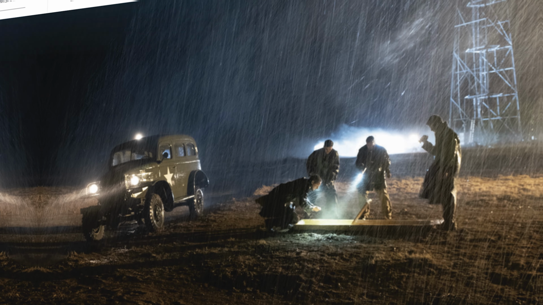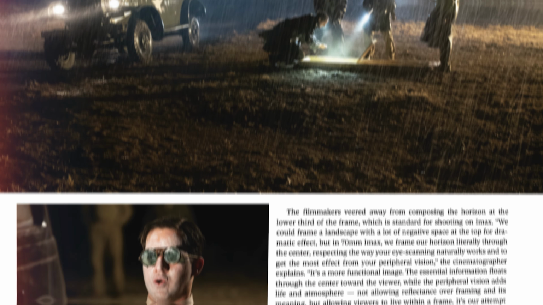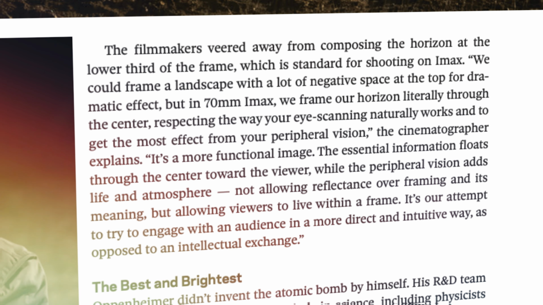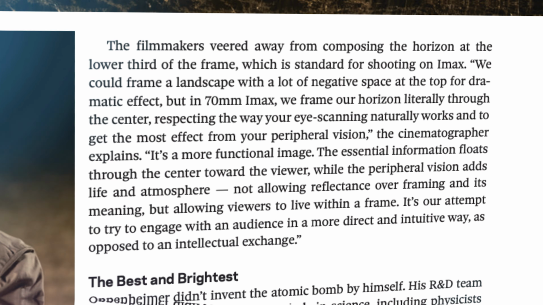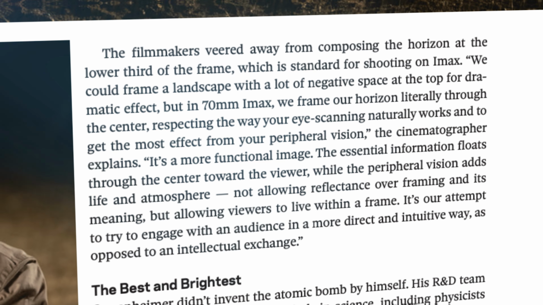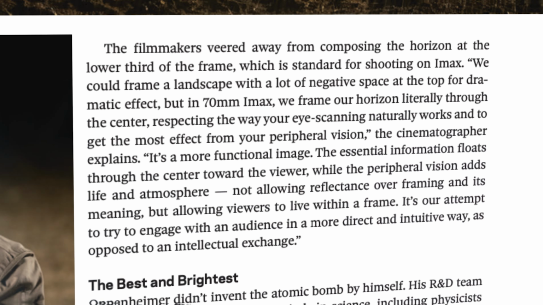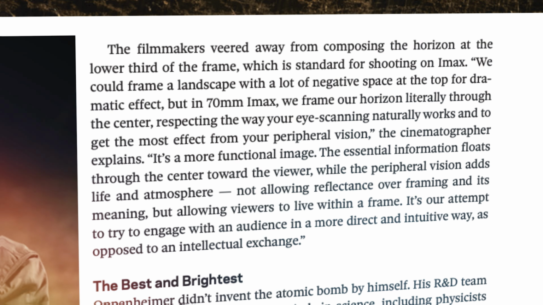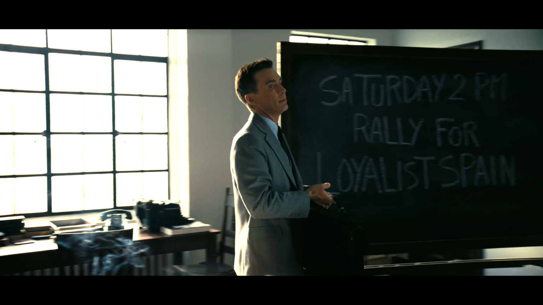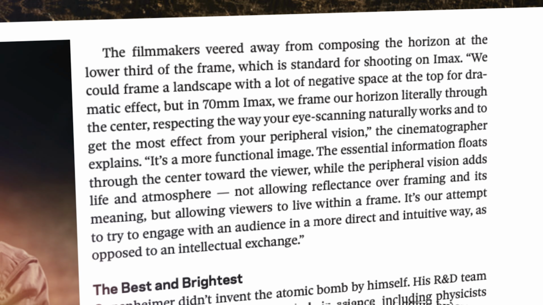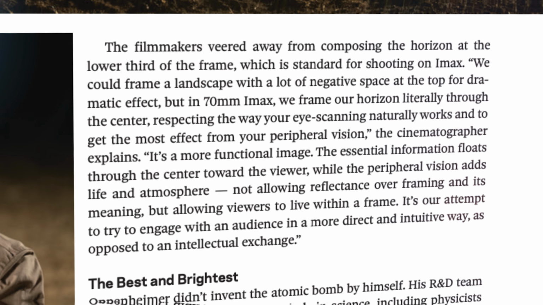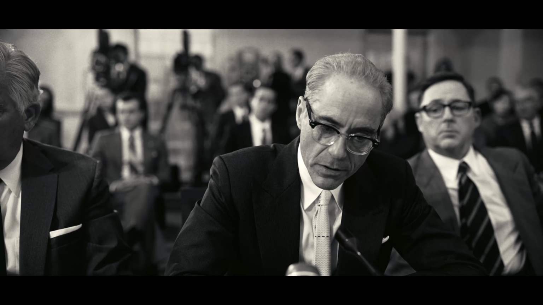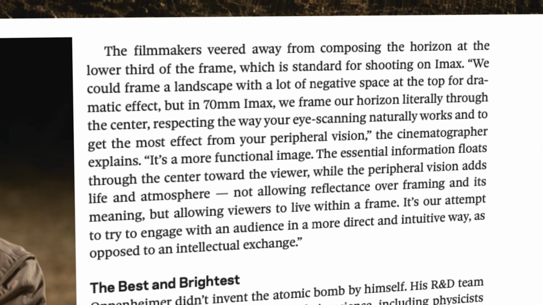In an article published by the American Society of Cinematographers written by Ian Marks, he says, "The filmmakers veered away from composing the horizon at the lower third of the frame, which is standard for shooting on IMAX. We could frame a landscape with a lot of negative space at the top for dramatic effect, but in 70mm IMAX, we frame our horizon literally through the center, respecting the way your eye scanning naturally works and to get the most effect from your peripheral vision," the cinematographer Hoyte van Hoytema explains.